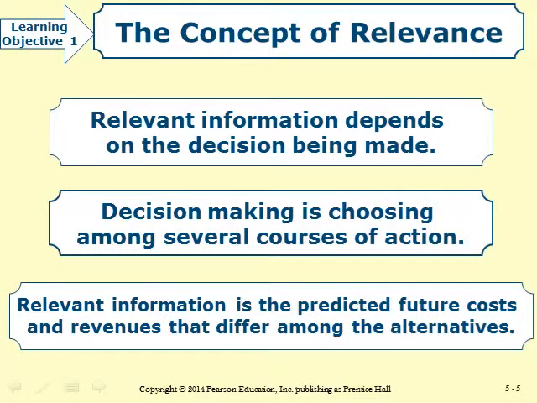And so as we see here, relevant information depends on the decision being made, so it varies across decision frameworks. Decision making is choosing from among several courses of action. And so we want to use relevant information with regard to these several courses of action in order to better inform our decision making abilities.